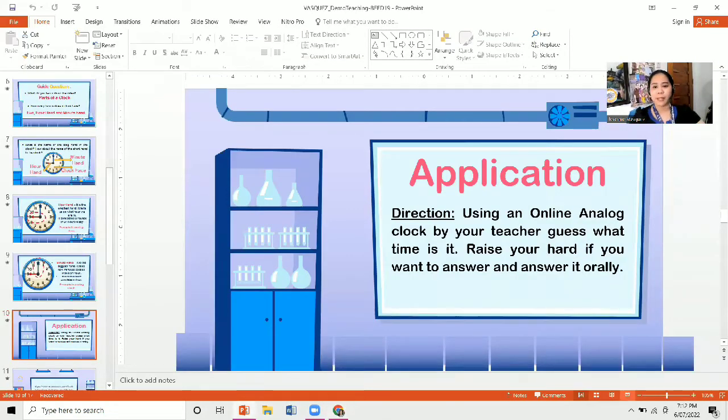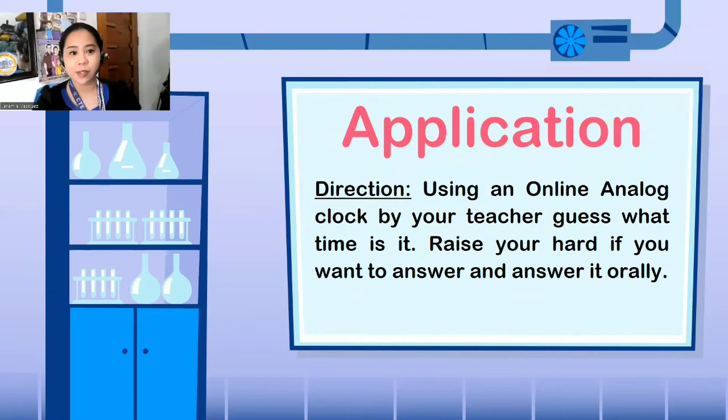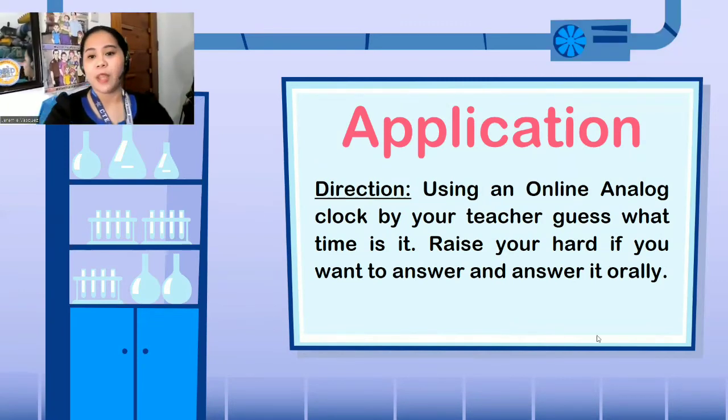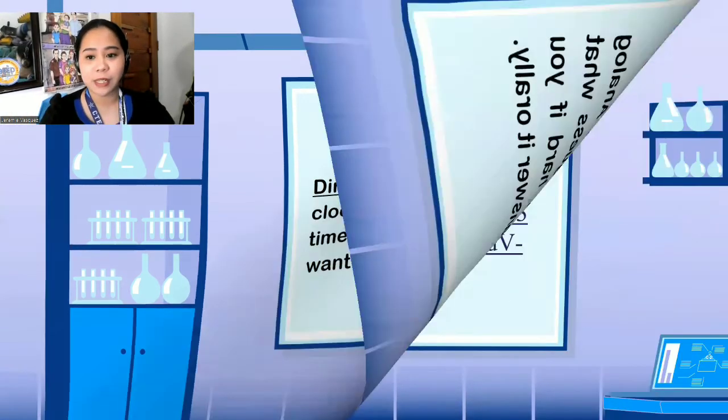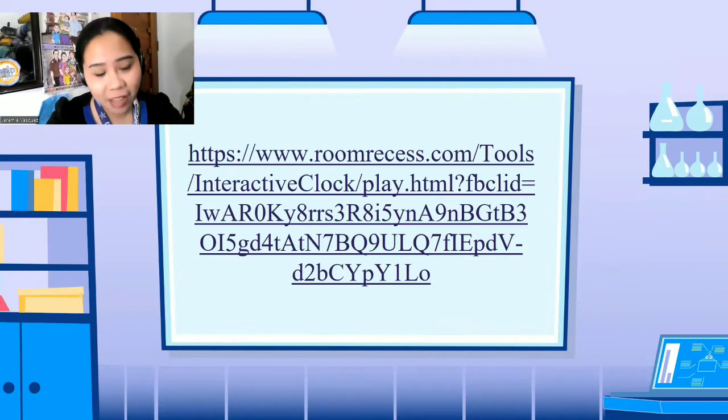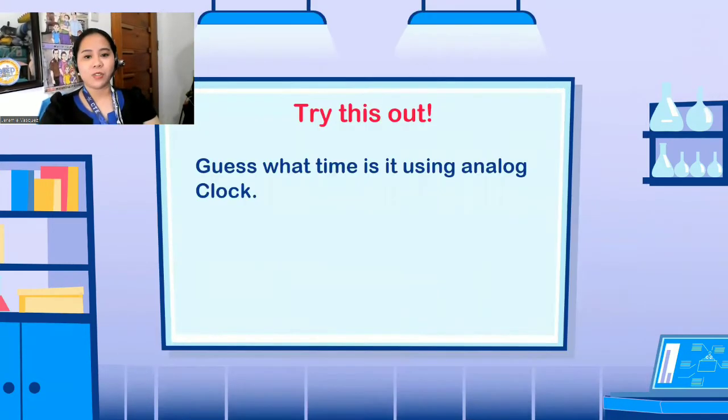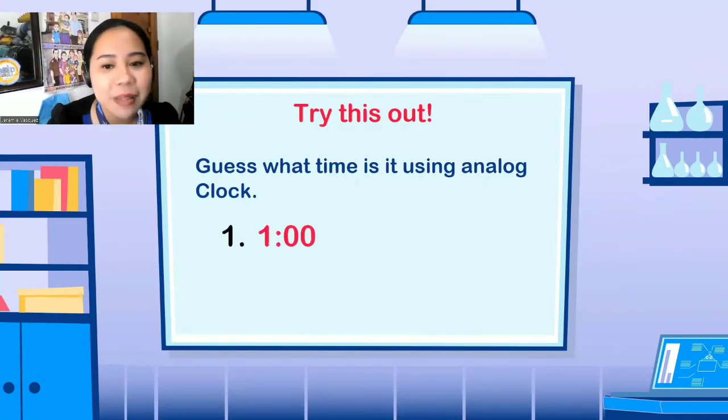For our application, students, this is the direction: using an online analog clock, your teacher asks, guess what time it is. Raise your hand if you want to answer and answer it orally. Let's proceed to the first activity. We can access the analog clock in this link. Let's try this out. Guess what time it is using an analog clock? 1 o'clock?